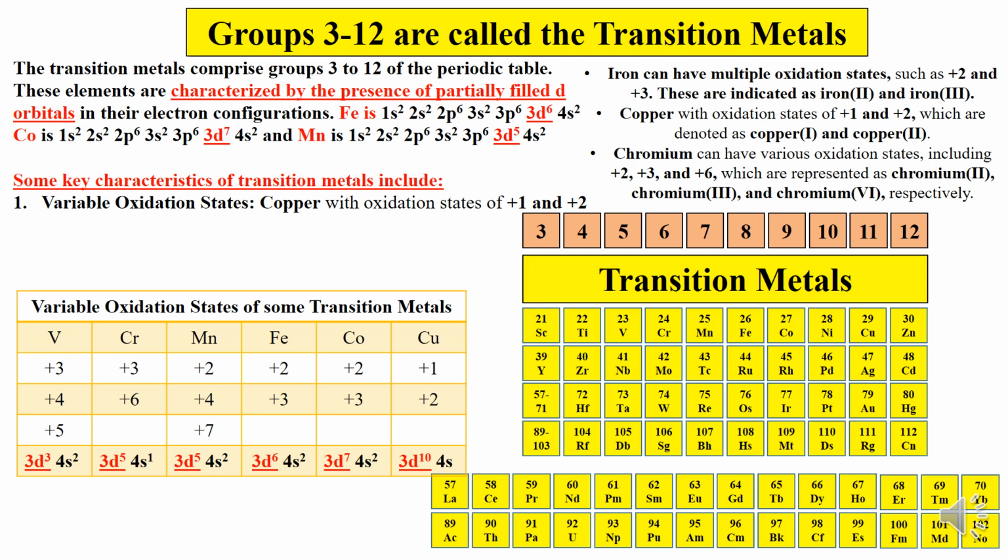Now this convention is to specify the charge on the metal ion, because as I already mentioned, the transition metals have multiple oxidation states, and this convention will be useful in mentioning the specific charge on the metal ion.